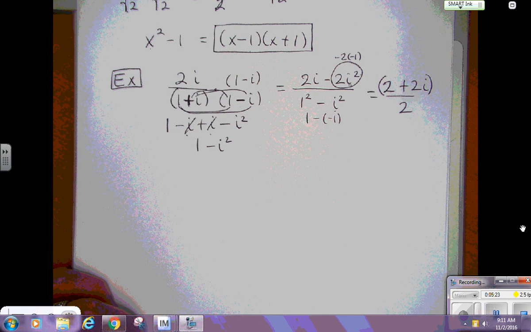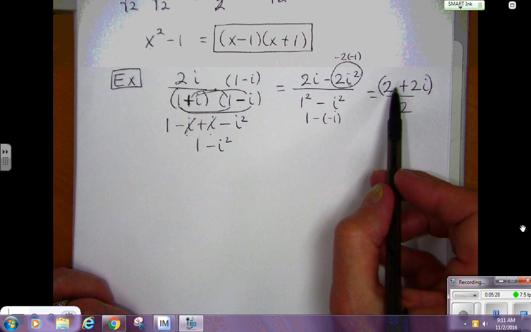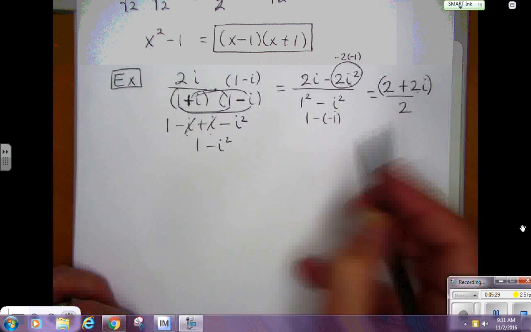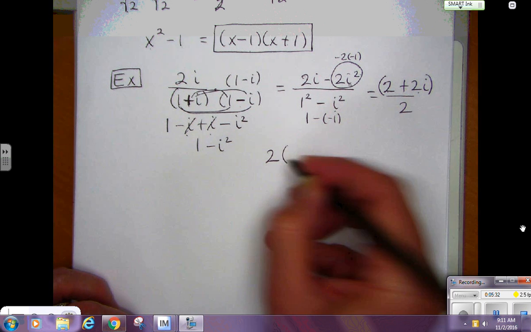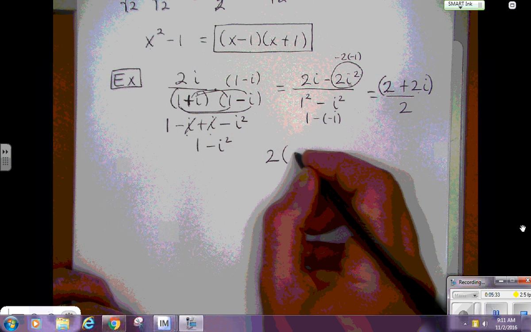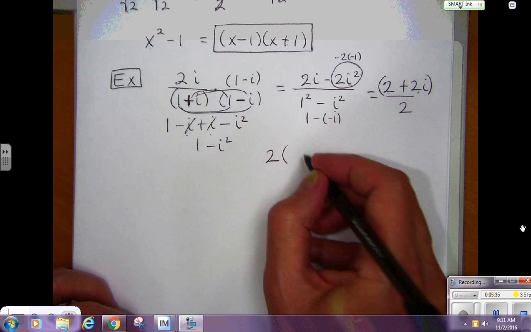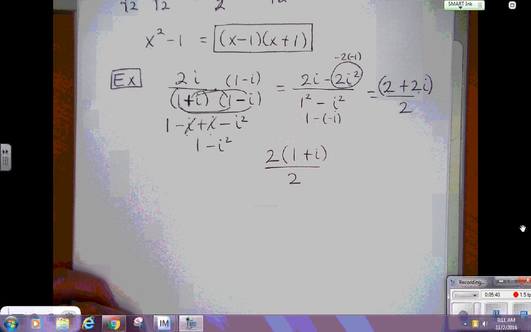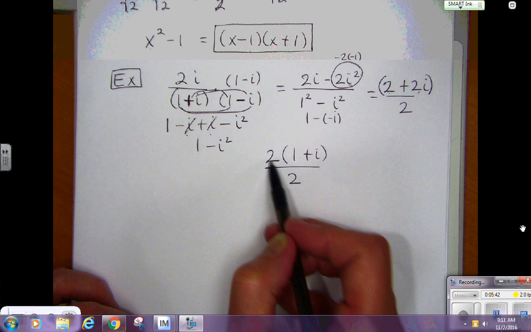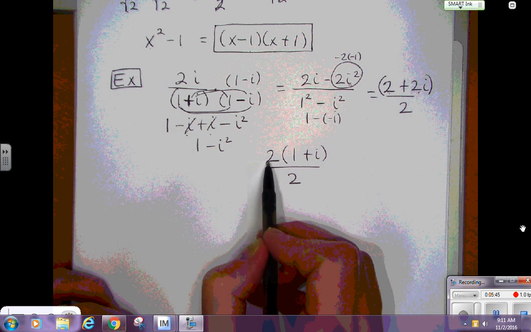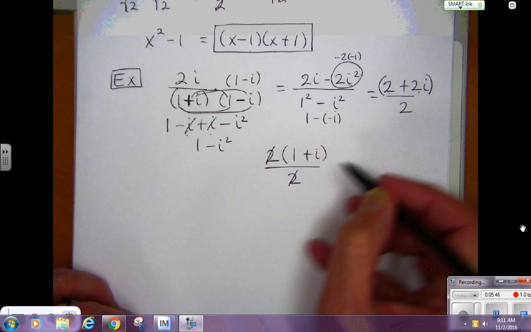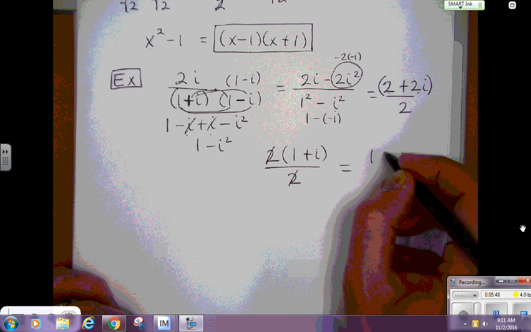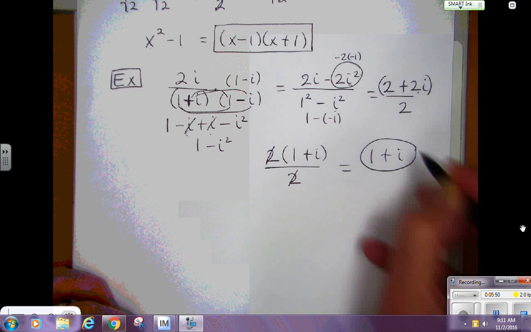But if I can take out a common factor, I want to do that and see if I can reduce something. And they both have a 2. So I'm going to take the 2 out of both of those numbers, or both of those terms in the numerator. 1 plus i, it's all over 2. So now I can reduce the 2's because this 2 is a factor in the numerator. And all you're left with is 1 plus i for your answer.